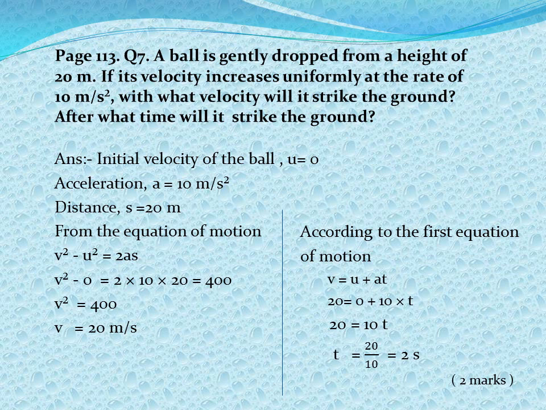From the equation of motion, v squared minus u squared equals 2as, v squared minus 0 equals 2 into 10 into 20, 400. V squared is equal to 400. V is equal to 20 meter per second. According to the first equation of motion, v equals u plus at. 20 equals 0 plus 10 t. 20 equals 10 t. T is equal to 20 divided by 10 equals 2 seconds.